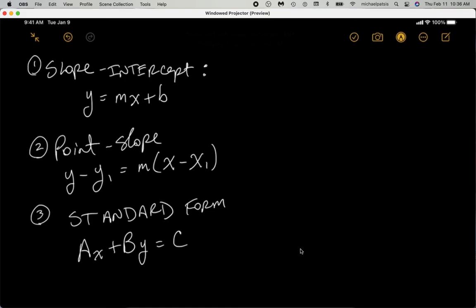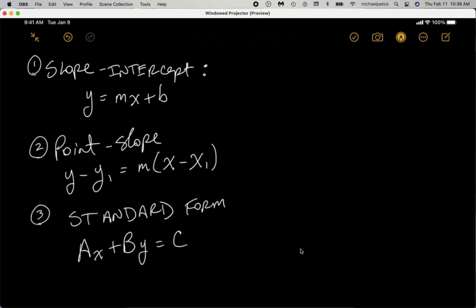Okay, in this video, we're going to talk about equations of a line and how to go back and forth between the various types of equations of a line. And the reason why there are multiple formats is that each of these has its own pros and cons. As you move through these equations, you're going to see that each equation has its own strong point.